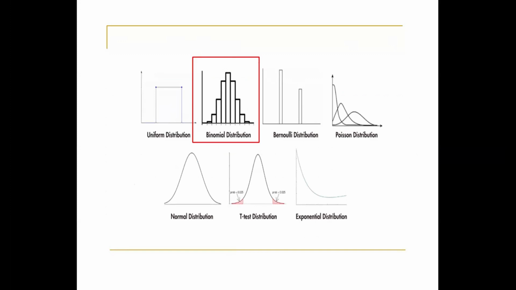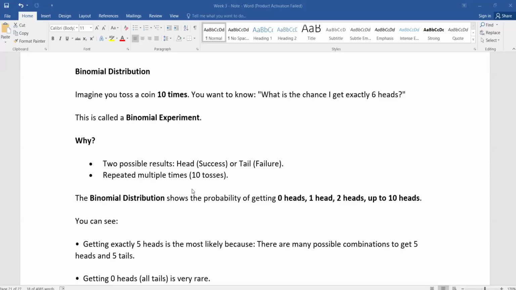Imagine you are tossing a coin 10 times, and you want to know the chance that you get exactly 6 heads. This is called a binomial experiment. This binomial distribution shows the probability of getting 0 heads, 1 head, 2 heads, up to 10 heads.